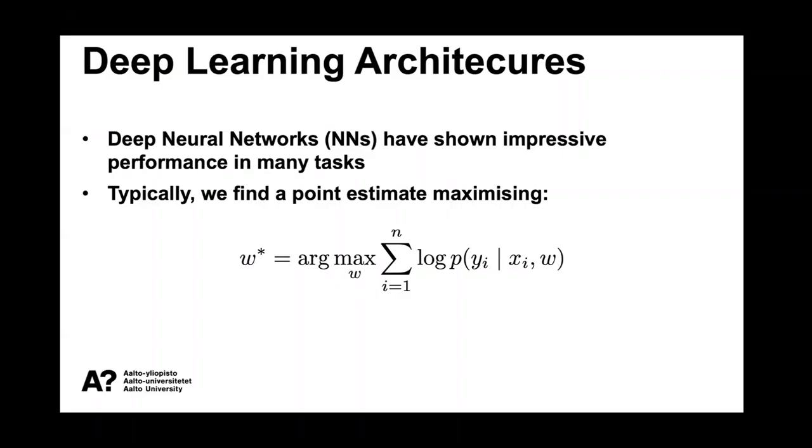And a crucial part in all of this is that we're usually trying to maximize some loss. And in deep learning, this is often the conditional log likelihood, or if you would do generative modeling, then this might be the log likelihood function. So we are looking for this W star, which here denotes the best weight set that we can find for some training data set.